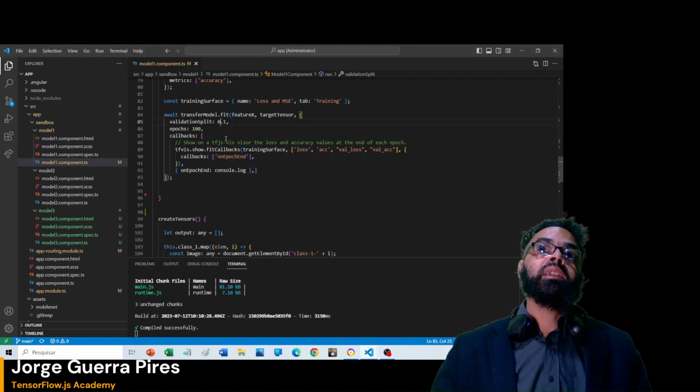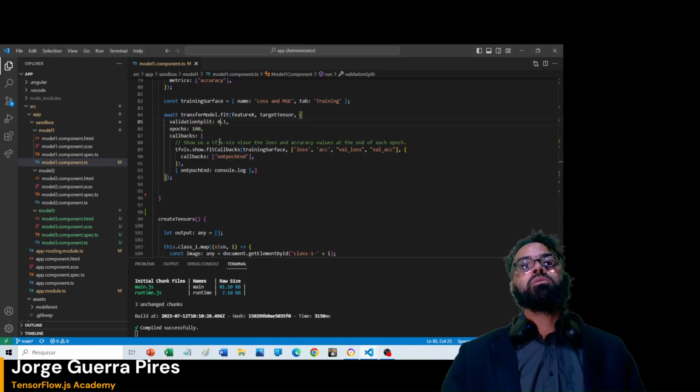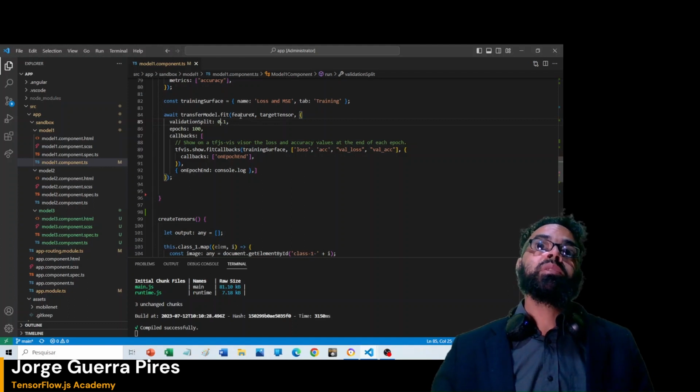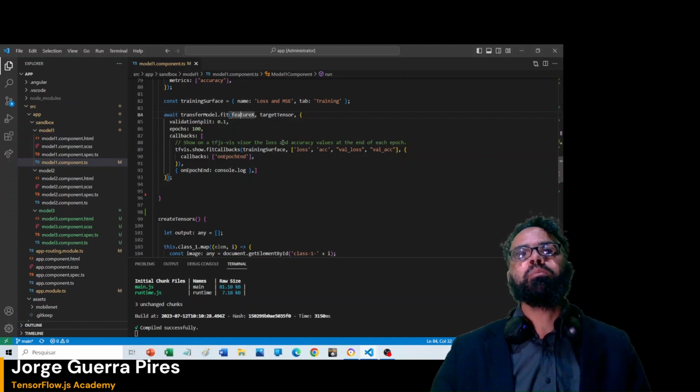We have 10% for validation, so 90% is going to be used for training. As you see, the input is a feature. The input is not the image. Always keep that in mind. The input is the feature, not the image.